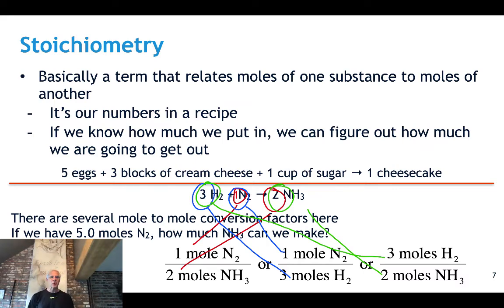Okay, so to answer our question, if we have 5 moles of N2, how much NH3 can we make? Well, we know that we get 2 moles of NH3 for every mole of N2. So if I have 5 moles of N2, I can make 10 moles of NH3 because 5 times 2 equals 10. Okay, so I actually have 6 different mole conversion factors here because I have the ones that I have written here. The other thing I can do is invert every one of those and get the inverse relationship between the number of moles.